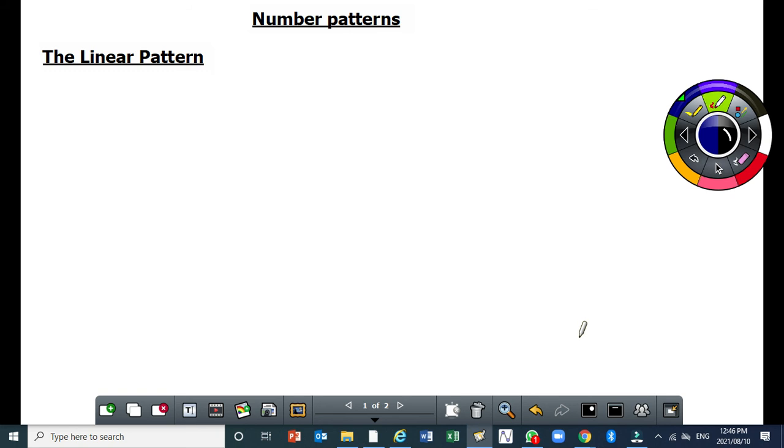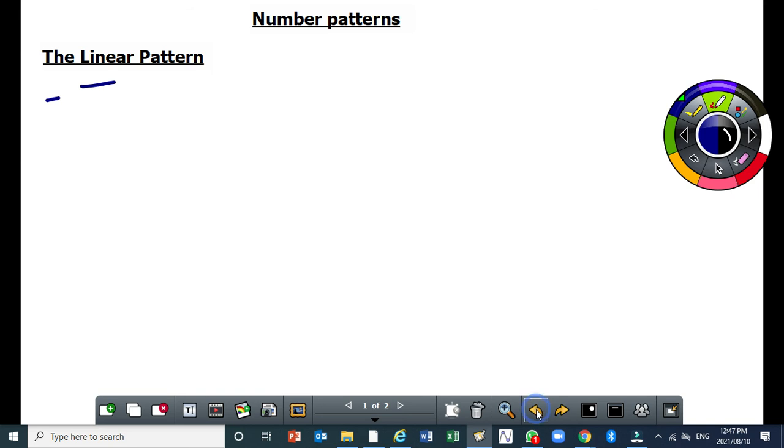So any linear pattern has got a general equation. Okay? So that general equation, you need it in order for you to determine all the terms in the pattern or in the sequence. You also need it to determine the position of a term. Sometimes you need to determine the value of the term. So I'm going to start by introducing the general term. Okay, the general term.